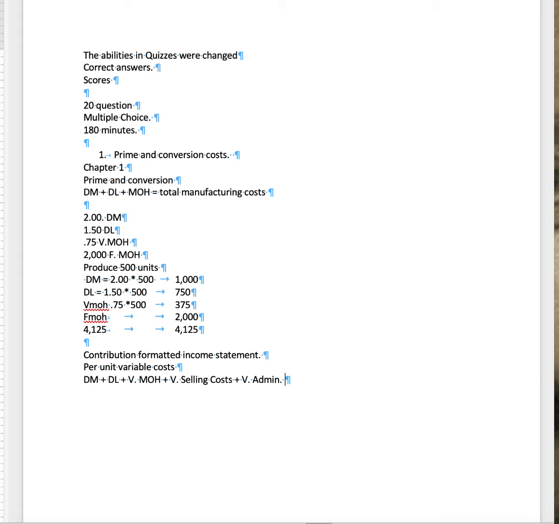Let's see, what else do we got? That's actually it for chapter 1, okay, as far as the material goes. Now, before we move on, I just want to mention one thing. This whole behavior, how costs behave, variable or fixed, and the contribution formatted income statement, we're going to get into more detail in chapter 5, which is coming up this week as well, okay?